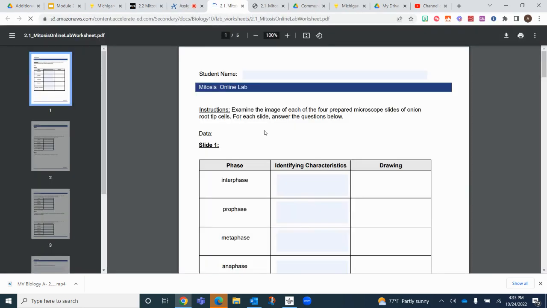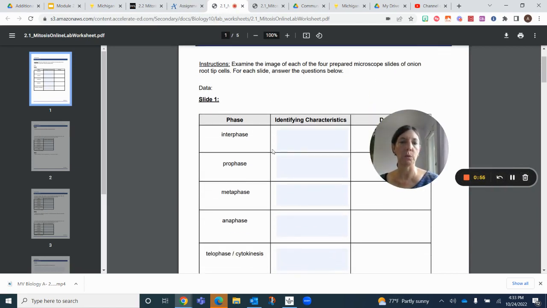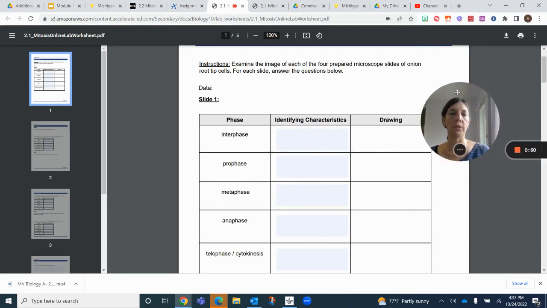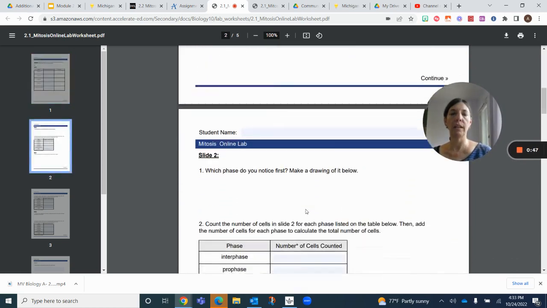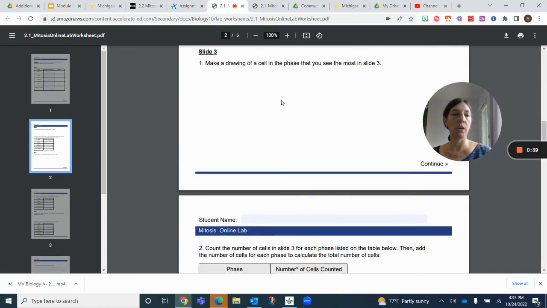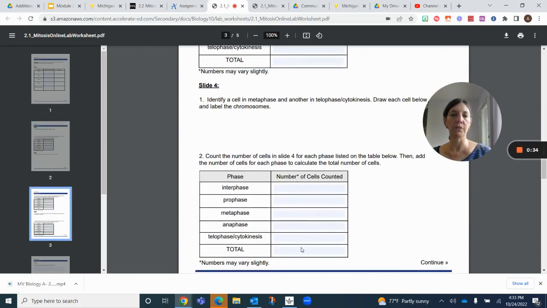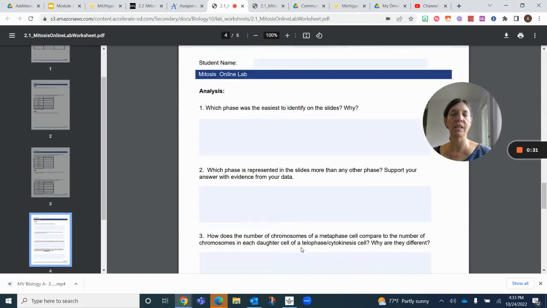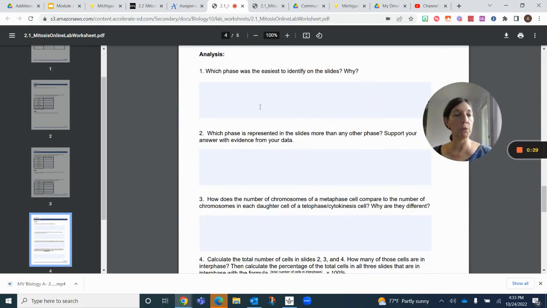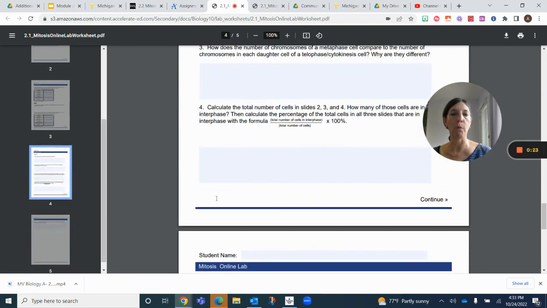And so for the activity, you're going to answer these questions. For each slide section, it's worth 10 points. So you answer the identifying characteristics, you draw the drawings, and you put that there. Then you count the number of cells for each of the slides and total. Make a drawing of the cell you see the most. Again, count the number of cells here, count the number of cells here in each of the different sections. And finally, for the analysis, using what you observed, you answer each of these 5 questions. Each of them is worth 4 points.